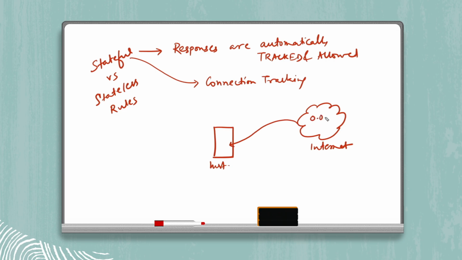The source is 0.0.0.0/0. So the response traffic, the response for this request is automatically allowed if it is a stateful rule. So responses are automatically tracked and allowed. In case of stateless rules, you need to define egress rules in case you want the response to be allowed. So that is the fundamental difference between stateful and stateless rules.